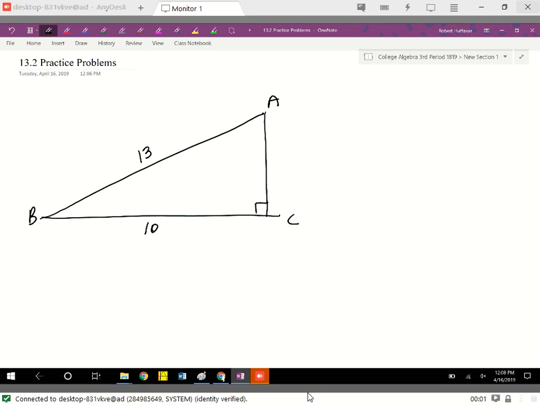So the first thing is find the length of side B. The only way I would know to do that would be to use the Pythagorean theorem. So 10 squared plus B squared equals 13 squared. So B squared is equal to 13 squared minus 10 squared. You bring in the scientific calculator.